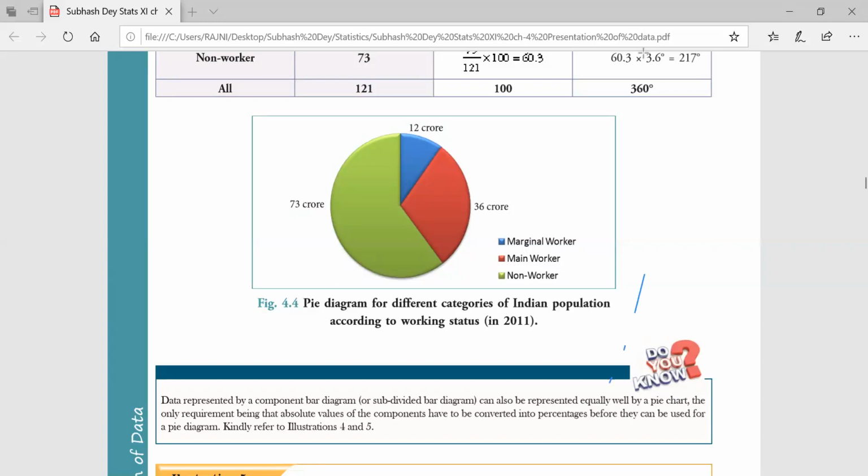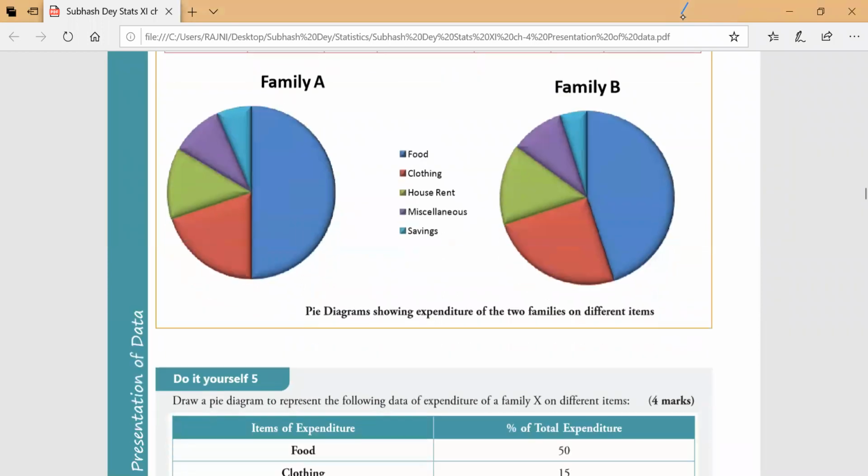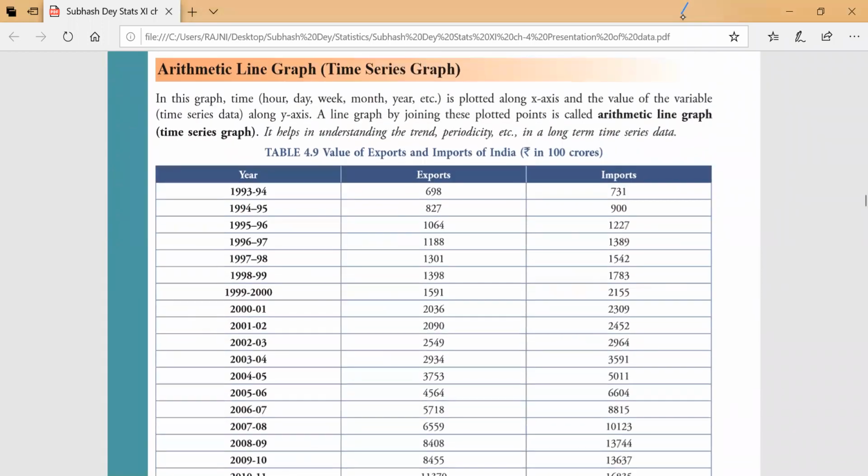Now we will discuss our next term. The second form of diagrammatic representation is the arithmetic line graph. Arithmetic line graphs are also known as time series graphs. As per the name indicates, a simple graph is plotted here, but mainly in the arithmetic line graph, the information related to the time period is presented.